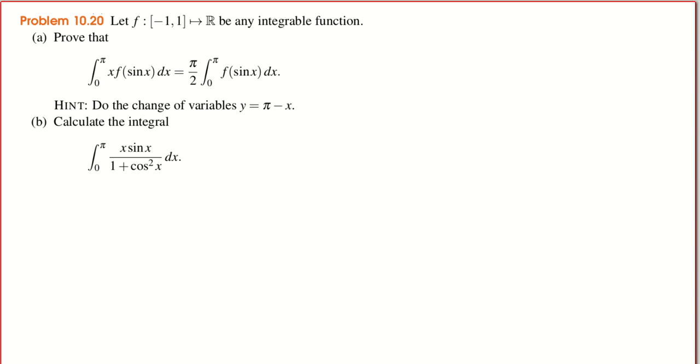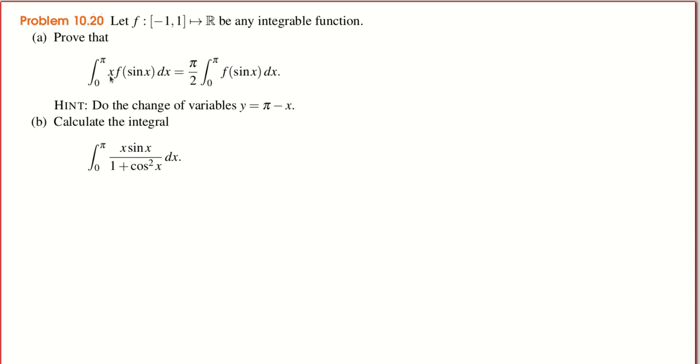Okay, in this case, we have a function defined on [-1, 1], and it's a real function, and it's integrable. Then we have to prove that this integral, where you have the function evaluated at the sine of x, multiplied by x, can be calculated as just this integral over 0 to pi, here pi over 2, and here we have removed the x.